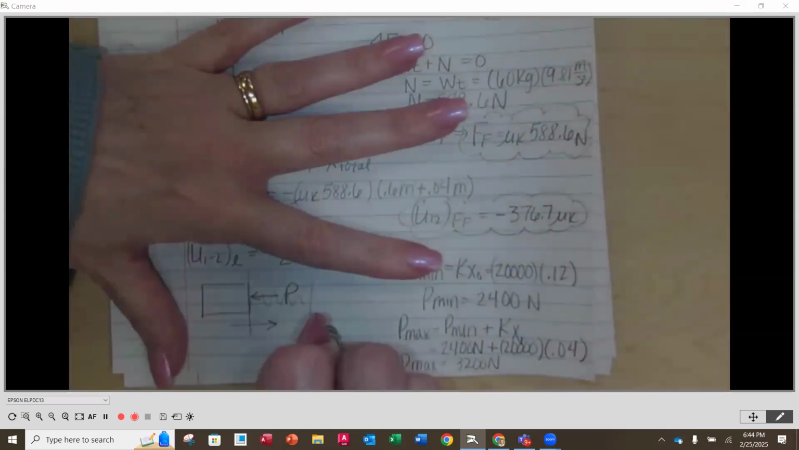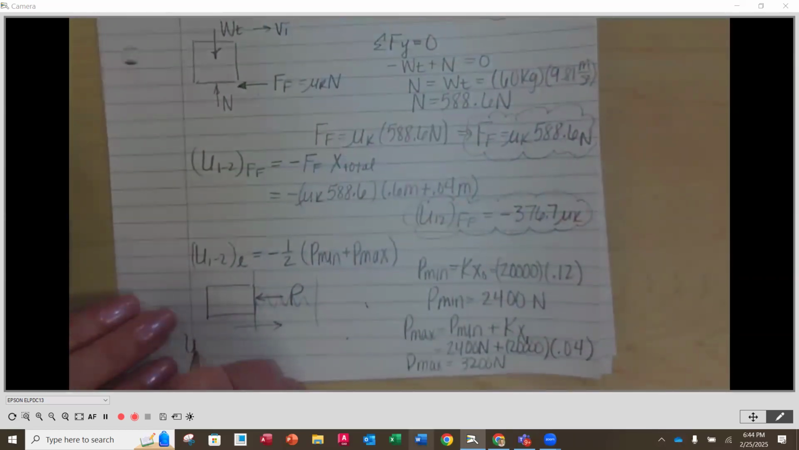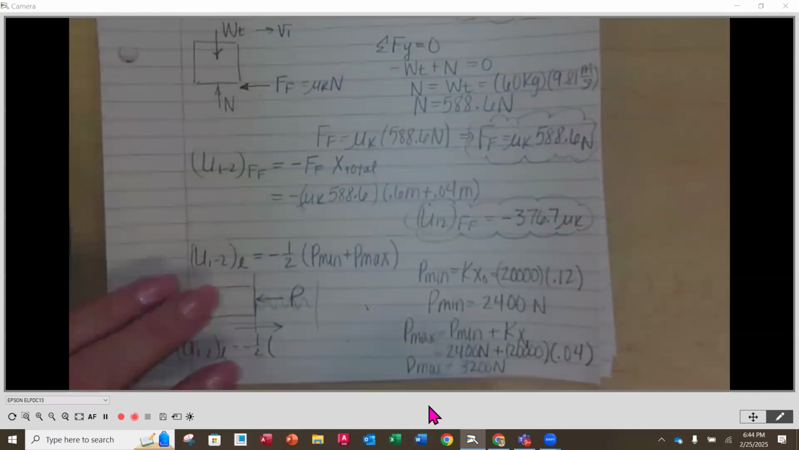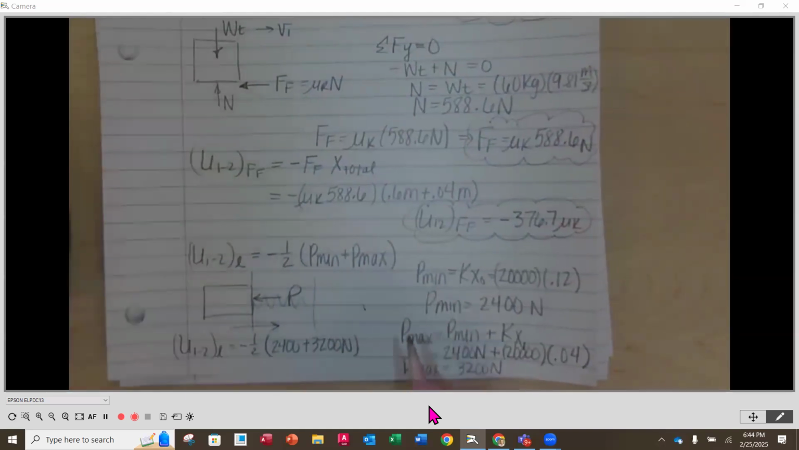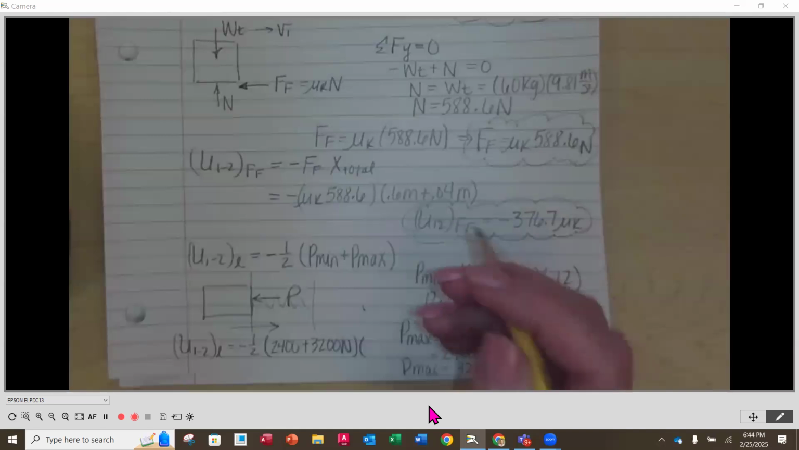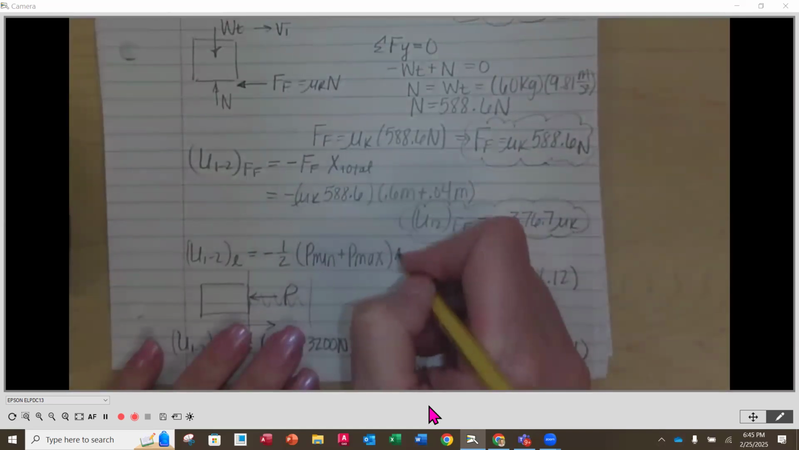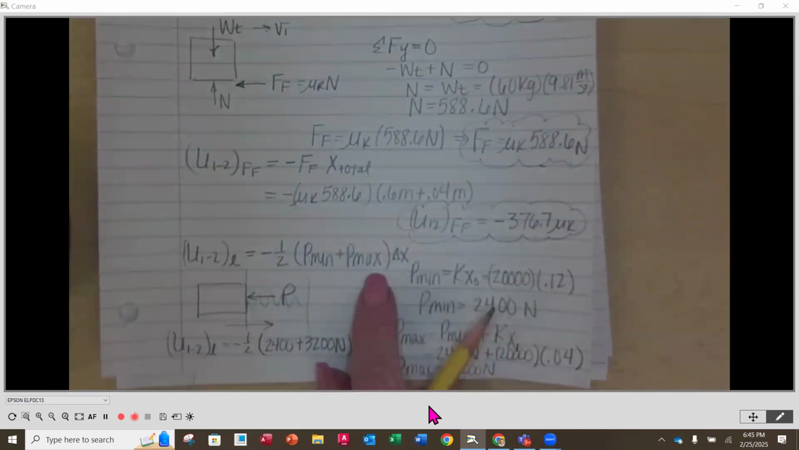I'm going to hope I can get this in here rather than turning the page. So now I want to do my work 1 to 2 elastic, which is going to be equal to -1/2 times P min, which is the 2,400 newtons, plus 3,200 newtons, times the change in X. Now, what's going to happen here is we're going to compress it. It's the change in X at the end of that equation. I forgot to add that.